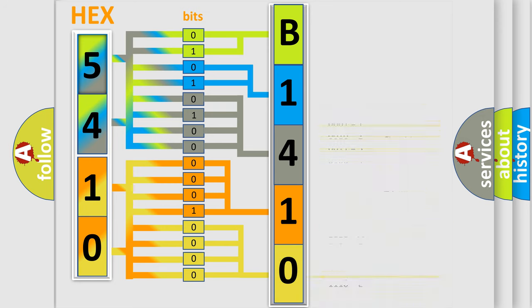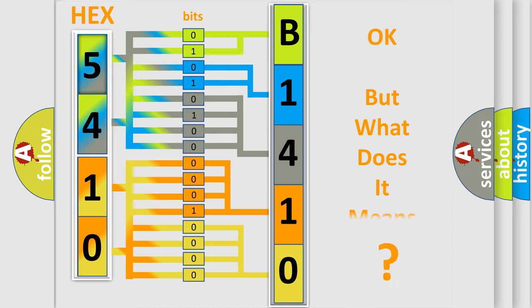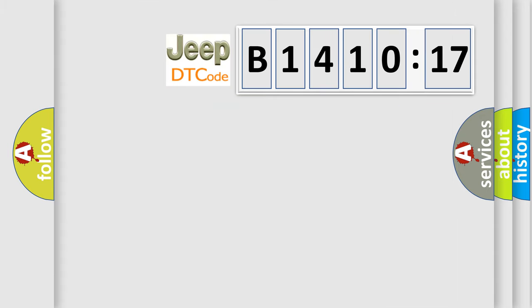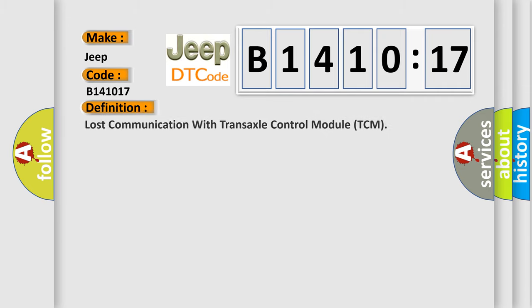We now know in what way the diagnostic tool translates the received information into a more comprehensible format. The number itself does not make sense to us if we cannot assign information to what it actually expresses. So, what does the Diagnostic Trouble Code B1410-17 interpret specifically for Jeep car manufacturers? The basic definition is lost communication with Transaxle Control Module TCM.